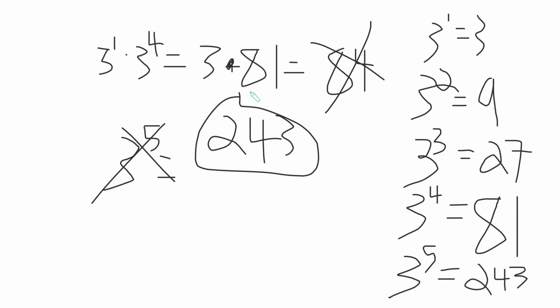So, okay, 243. Let's see. Does 3 to the 5th equal 243? Well, let's try it out. It's going to be 3 times 3 times 3 times 3 times 3. So it's 3, 9, 27, 81, 243. It is 243, right? And what do you do with these? You're going to add them.